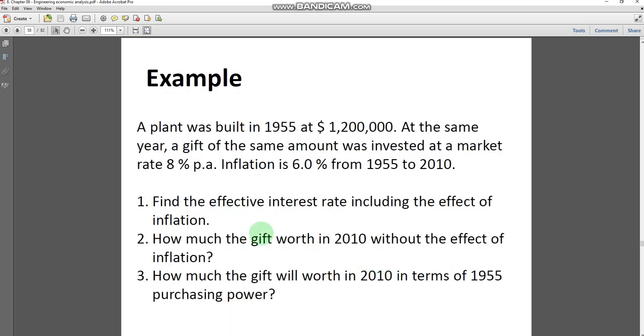Okay, now let us solve this example here. A plant was built in 1955 at $1.2 million. In the same year, a gift of the same amount was invested at the market rate of 8% per annum. Inflation is 6% from year 1955 to 2010. Now find the effective interest rate including the effect of inflation. So first of all, we have to calculate the effective interest rate.